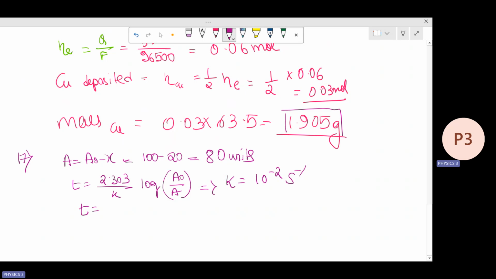Now, finally, if we go for again finding the time, that will be 2.303 by 10 to the power minus 2 log of 100 by 80. As soon as you do this, you are going to get T equals to 22.33 seconds. We are going to get 22.33 seconds.